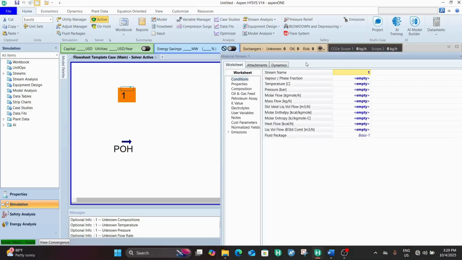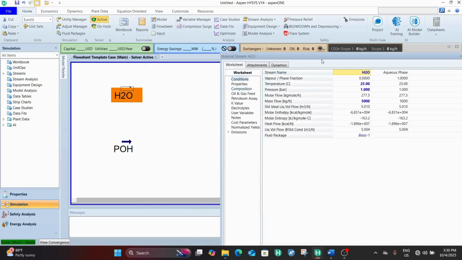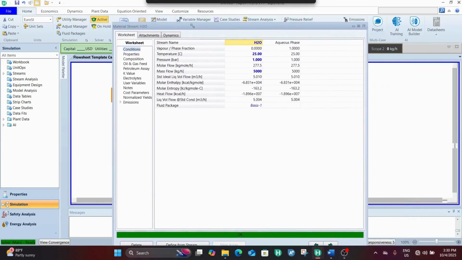and the stream is our H2O, water, and the temperature from our design conditions is 25 Celsius, 1 bar equivalent to 1 atm, and the mass flow rate of 5,000 kilograms per hour, 100% water. Yes, and we have successfully created our stream.